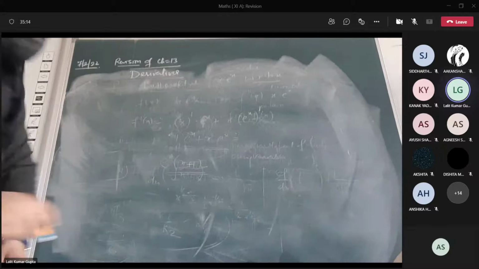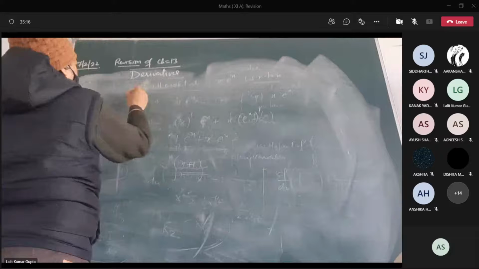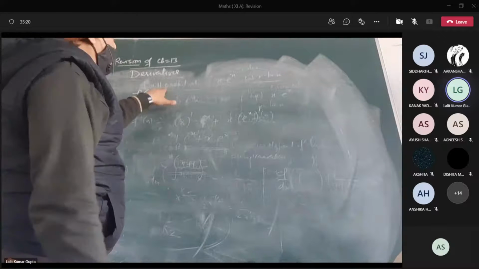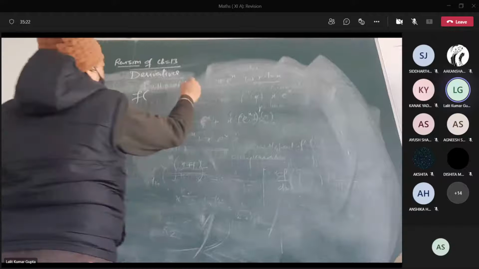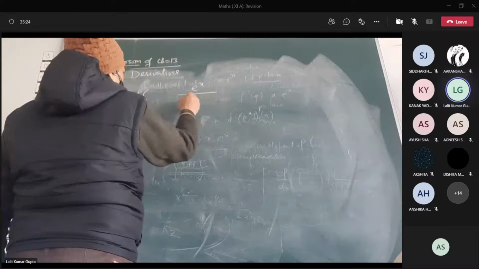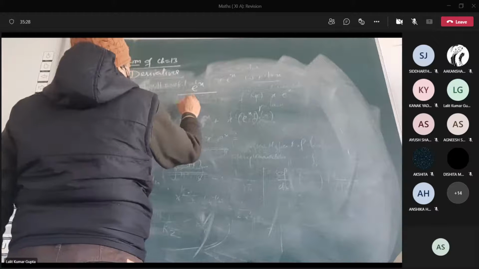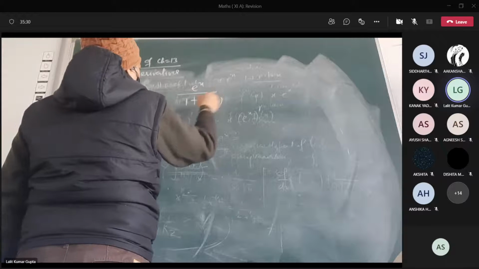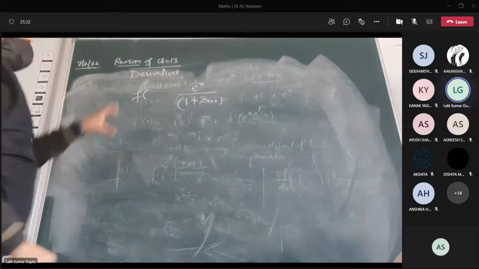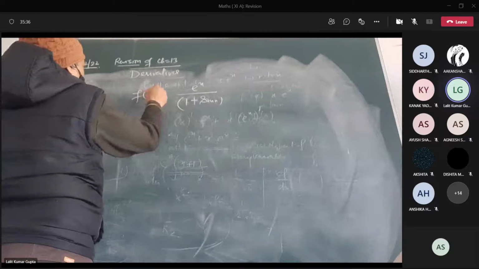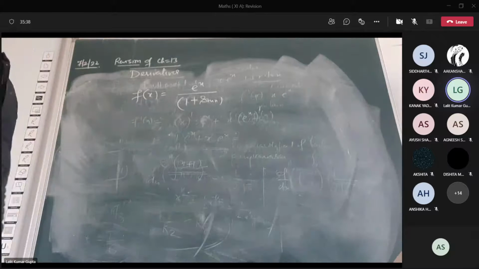Okay. The question is the same language, they will write, beta. Differentiate e raised to the power x upon x plus 1 plus sin x, that is, e^x / (1 + sin x). Differentiate this with respect to x. So my first step is to write: let f(x) equal to this.